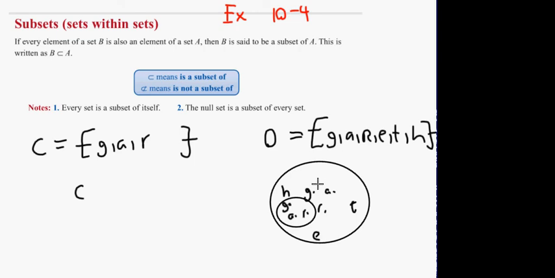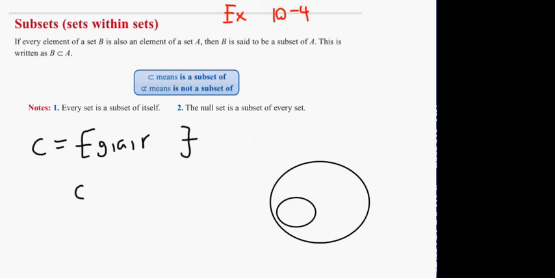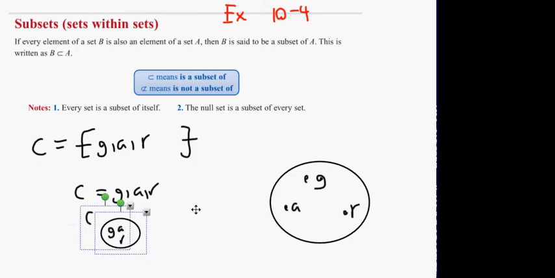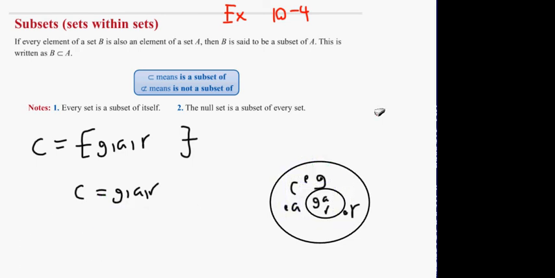Now, there's some other things you need to know, okay? The other thing you need to know is every set is a subset of itself. What does that mean? It will fit into itself. So, for example, if C is represented by G, A, and R, another set C, which is G, A, and R, will also fit into D. It fits into itself because they have everything in common.